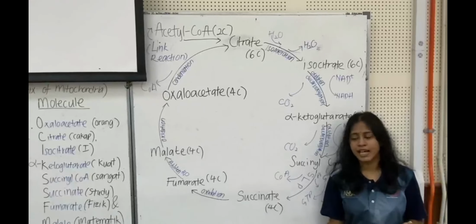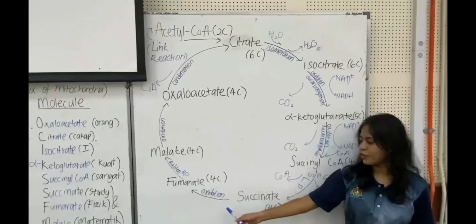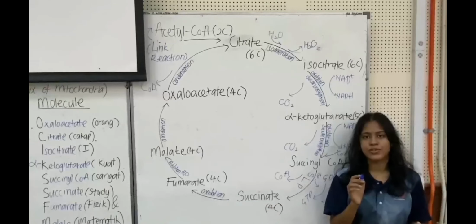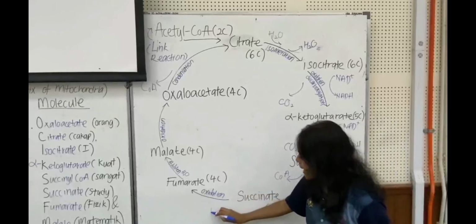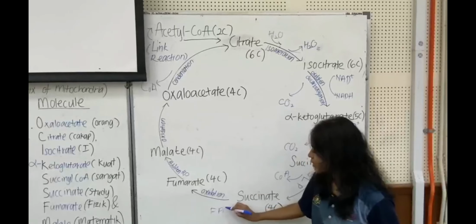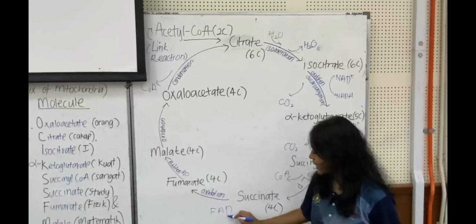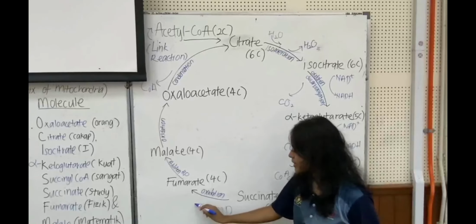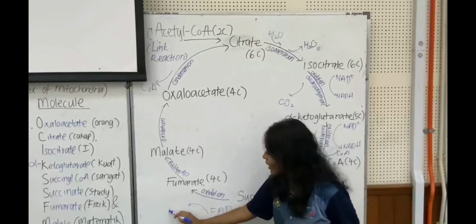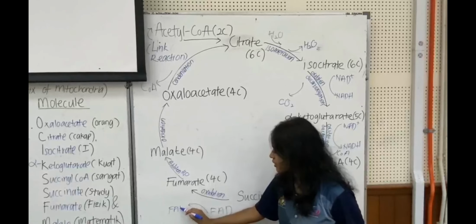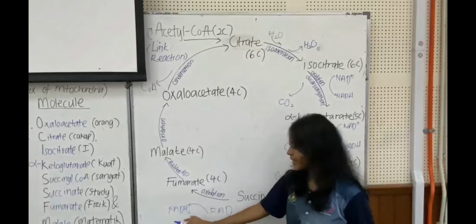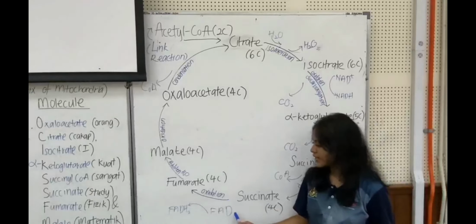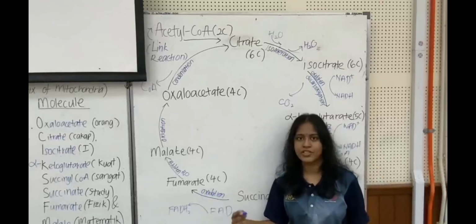And now succinate undergoes oxidation. Now for this oxidation, you don't use NAD+. For this oxidation, it's quite special. You use FAD. FAD will be converted into FADH2. Okay? Oxidation, FAD will be converted into FADH2.